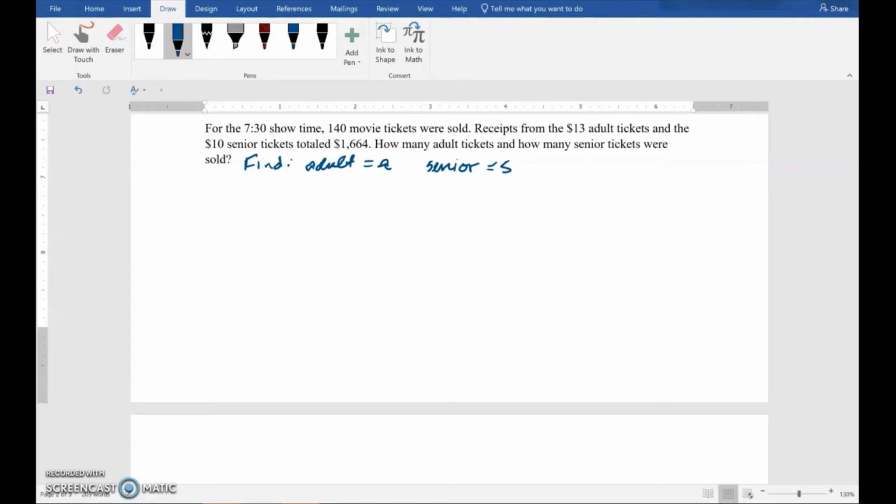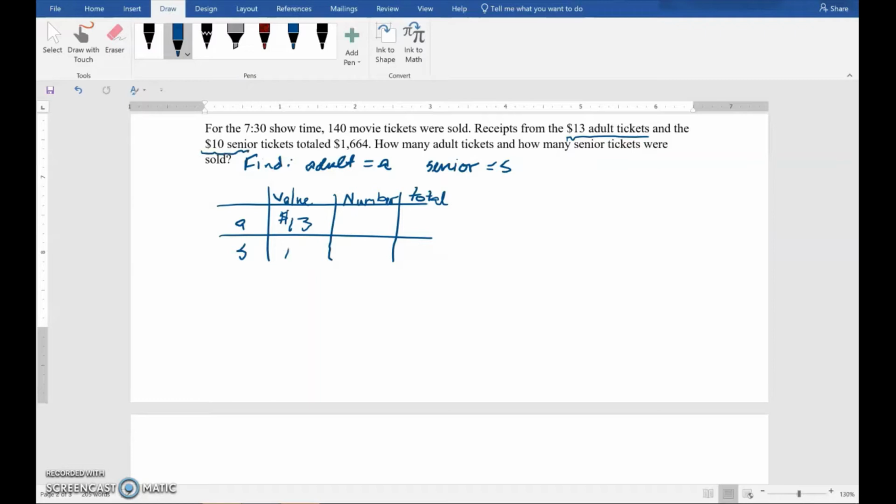And so because this is a mixture problem, let's go ahead and do the chart that we've been doing. So I'm going to go ahead and just say A and S here. So we're going to put the value and the number and the total. So what is the value of the adult ticket? The value of the adult ticket is $13. And what's the value of the senior ticket? The senior ticket is worth $10.